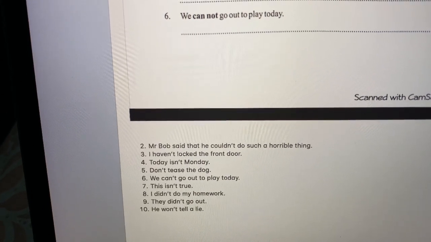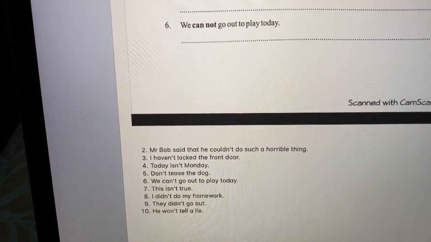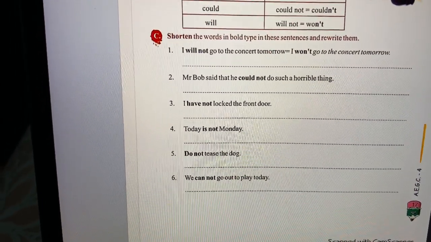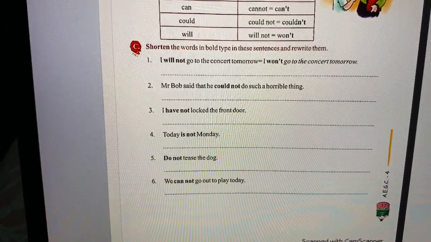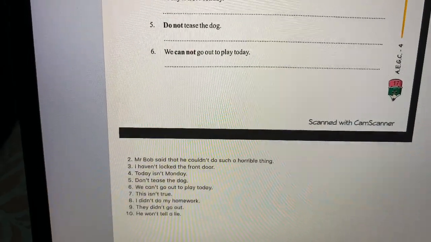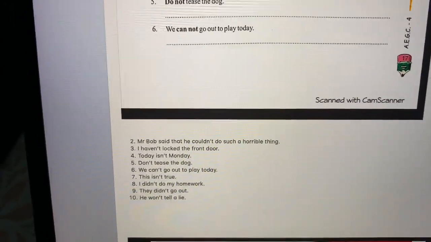And help the children, give them clues so that they can finish the exercise. I have already done them, so I'm going to recite them. The next sentence will be, I have not locked the front door, right? So in order to make this negative, it will be, I haven't locked the front door.